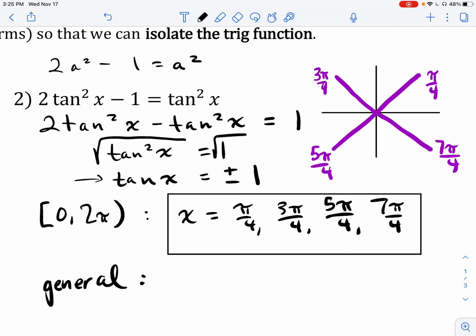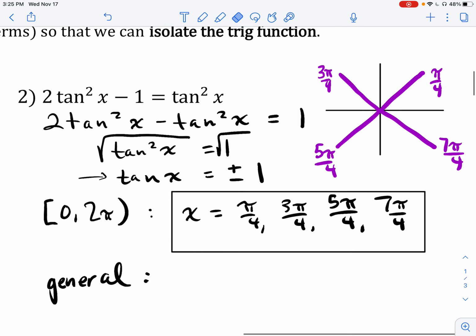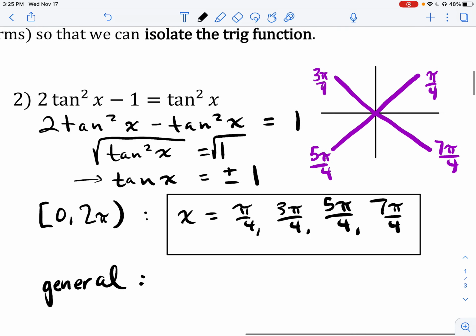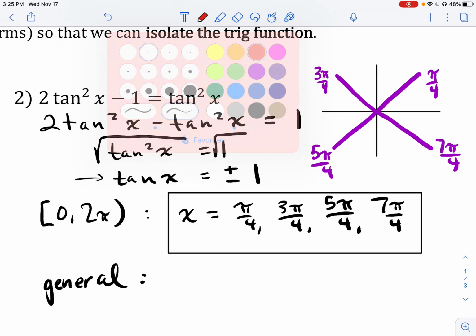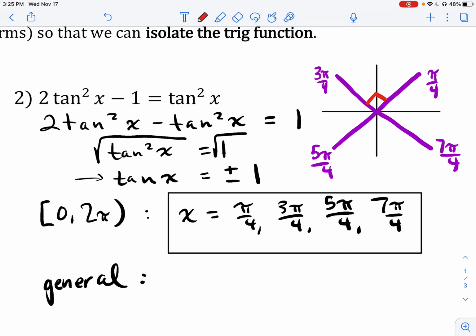But in this course, we're going to be expected to write our solutions in the fewest number of equations possible. That is to say, look at our angles here. Is there any way that we can relate these angles with one another to express our general solution in the fewest number of equations possible? And if we look at these angle values carefully, we see that each angle is pi over 2 radians apart.